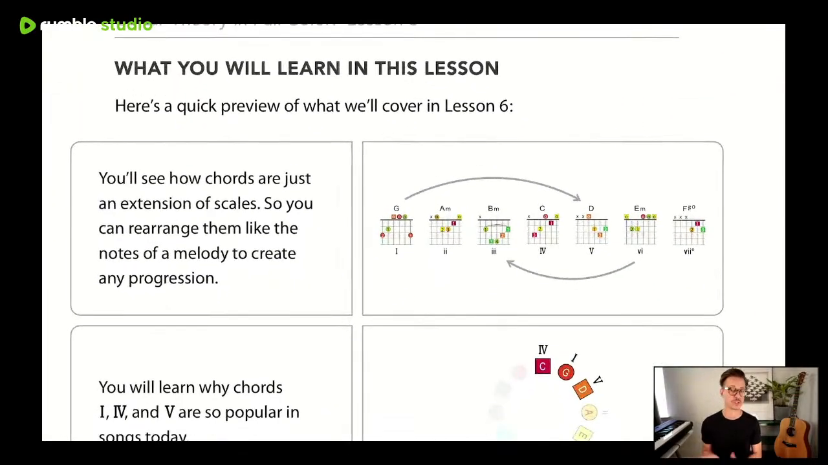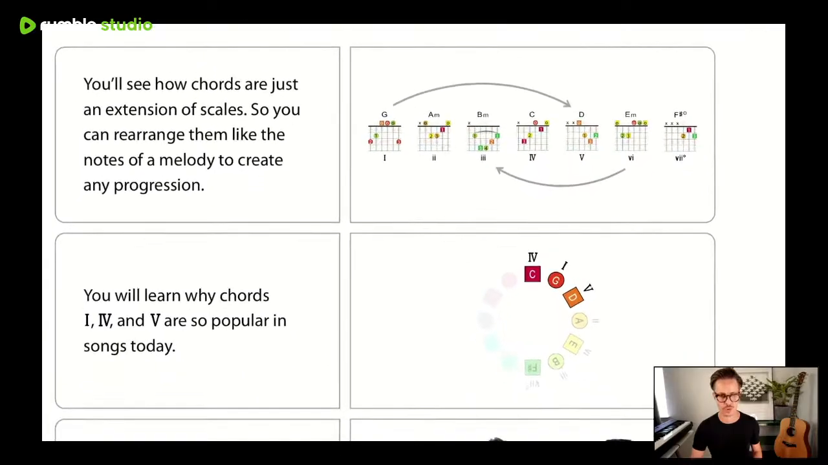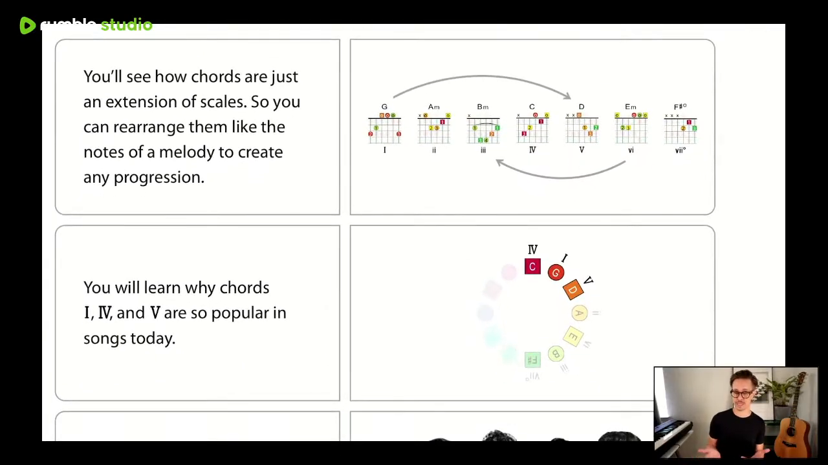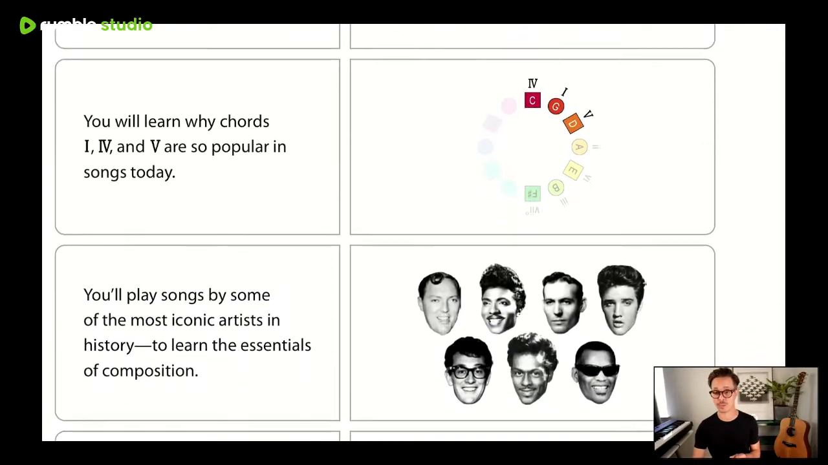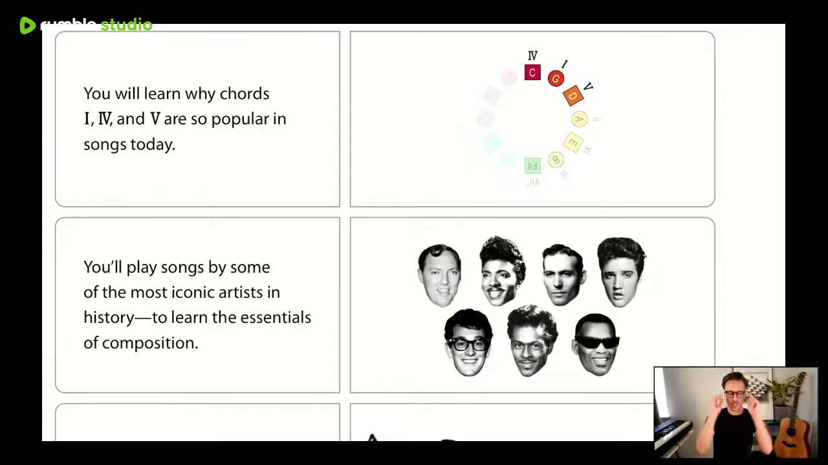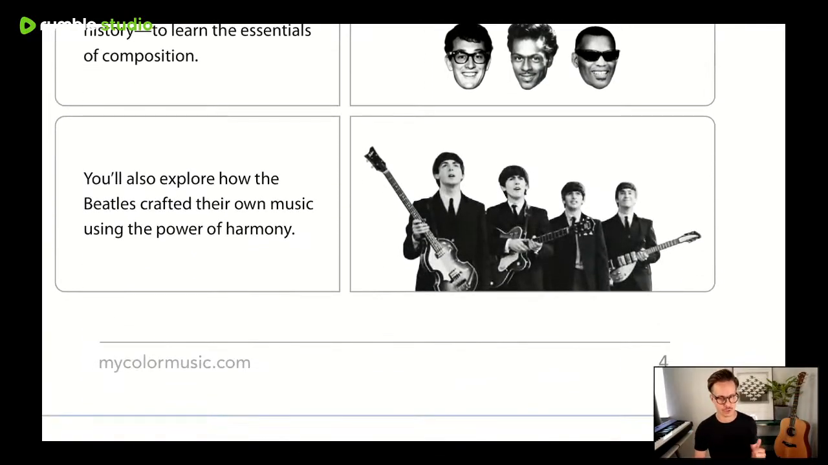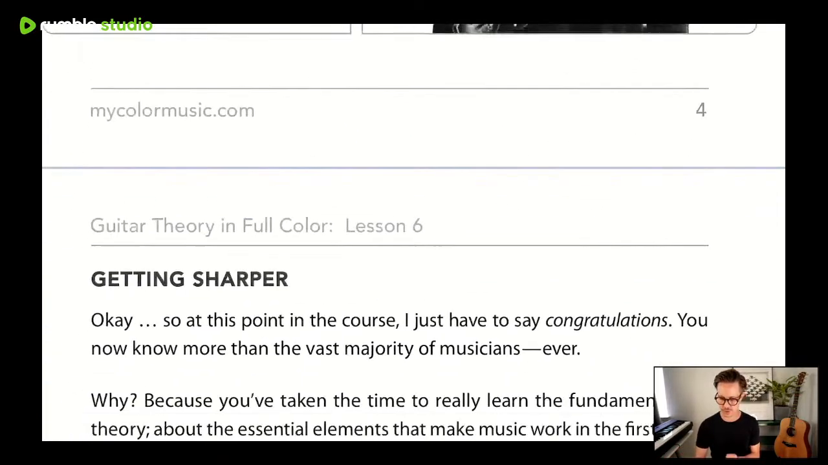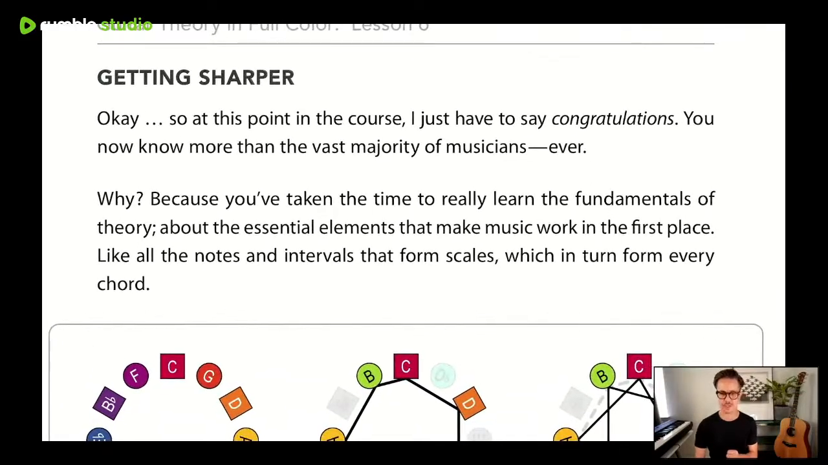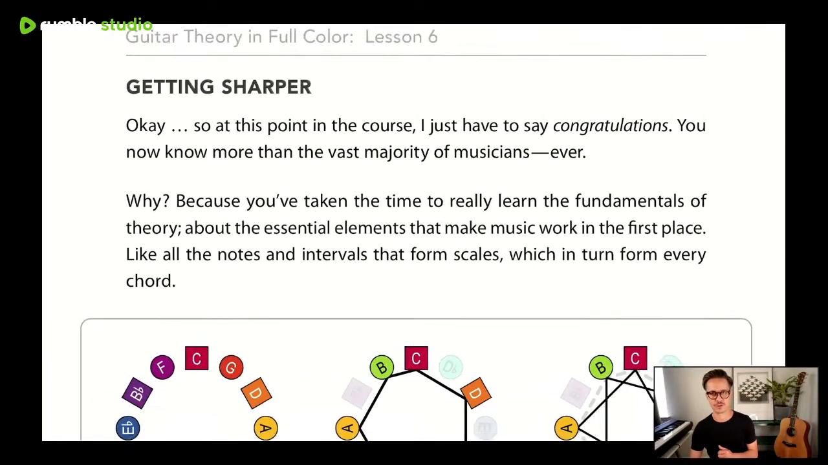What you will learn in this lesson. Here's a quick preview of what we will cover in lesson 6. You'll see how chords are just an extension of scales, so you can rearrange them like the notes of a melody to create any progression. You'll learn why chords 1, 4, and 5 are so popular in songs today. You'll play some songs by some of the most iconic artists in history to learn the essentials of composition. And you'll also explore how the Beatles crafted their own music using the power of harmony. So beyond just the theory of music, getting into some practical applications of all these patterns.